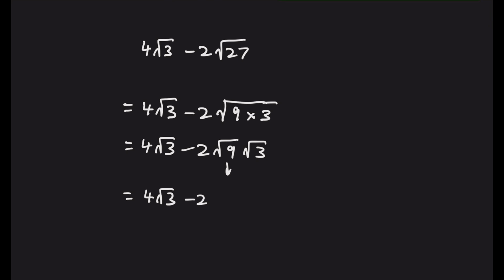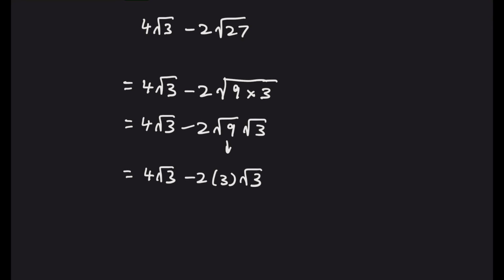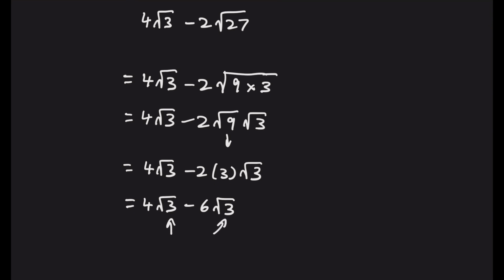So 3 and root 3, like that. So now minus 2 times 3, it's negative 6 root 3. Now, these are all the same, and because they're the same, we can just add them up like this.